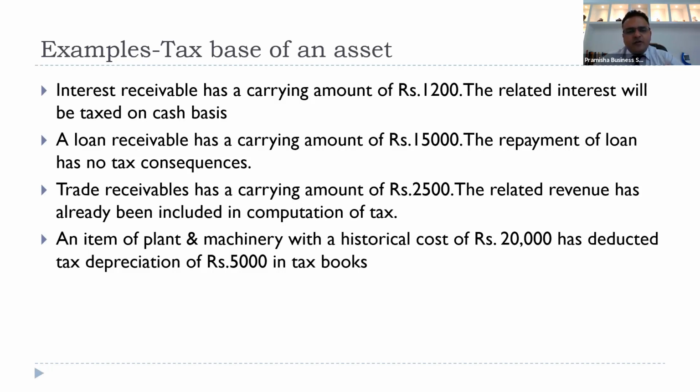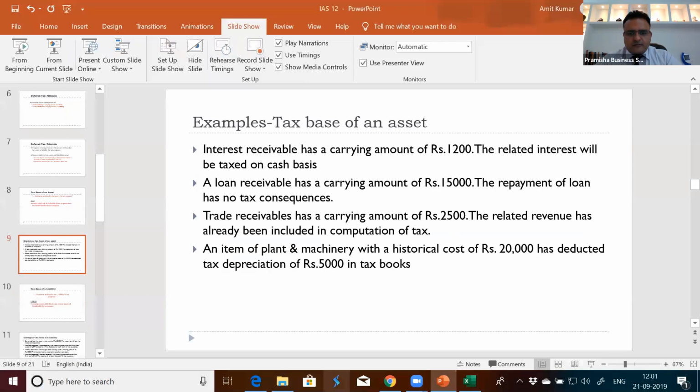That will result in no DTA or DTL, but if accounting depreciation was different, say I assume accounting depreciation is 4,000 and tax depreciation is 5,000, how much is the tax base of the asset? Give me the answer for the tax base of the asset in the chat box. 15,000 is the tax base of the asset.